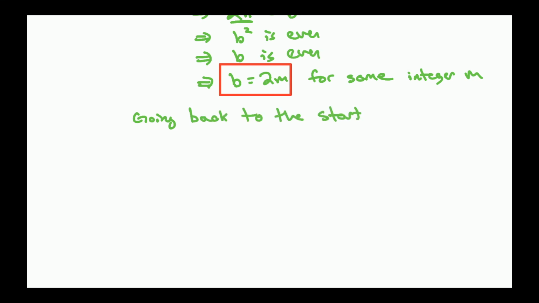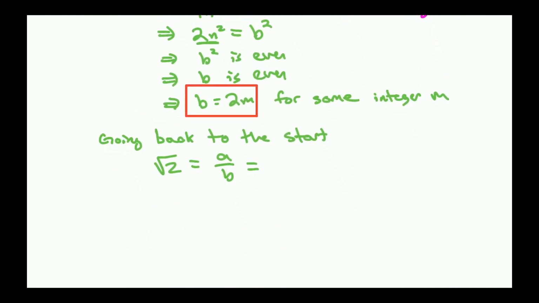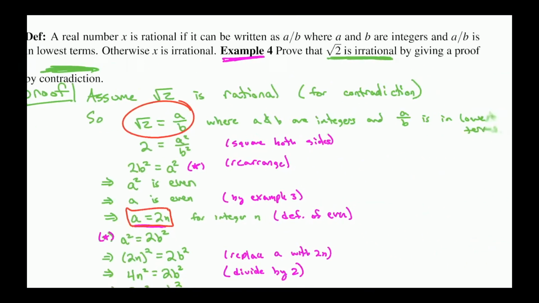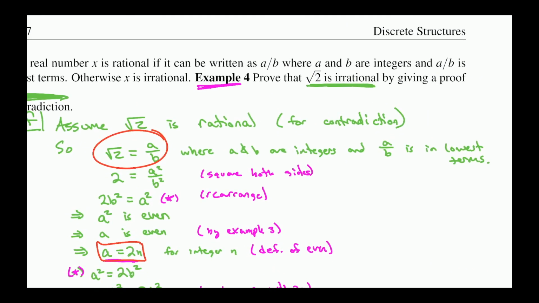So going back to the start, we had square root of 2 is a over b, but a is even. So a is actually 2n, and b is even. So b is 2m, and we have square root of 2 is equal to 2n over 2m. And that's actually a problem. So let's go back up here and look at the beginning and take 5 seconds to think if you can figure out what the problem is.